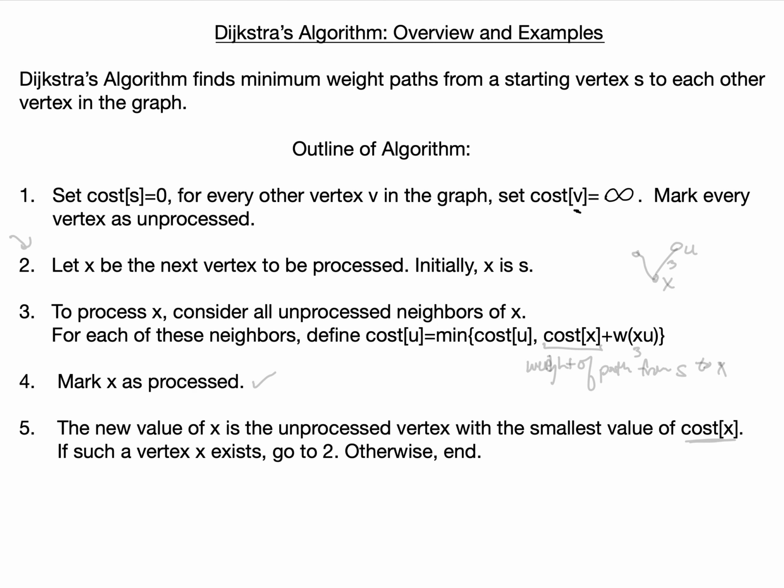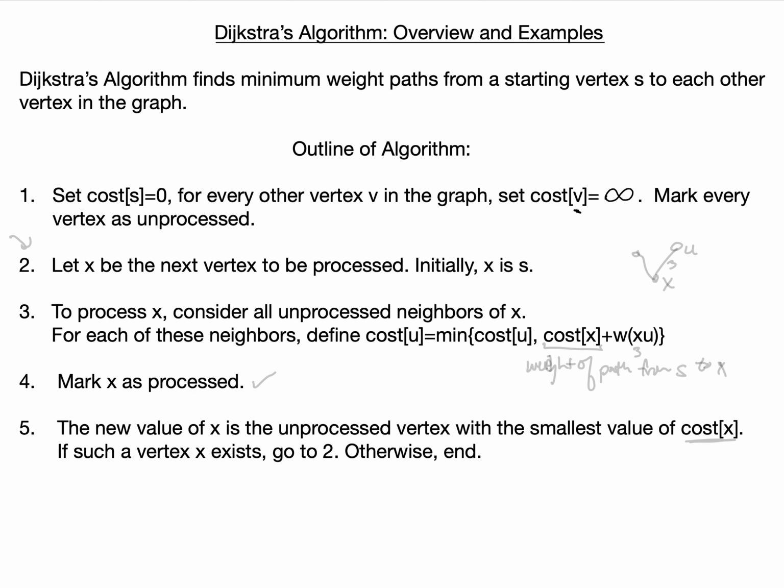So the cost from S to itself is 0. We don't have to go over any edges. And at this point in the algorithm, in the beginning, the cost for every other vertex is infinity because we have not reached the other vertices yet from S. And so since as yet they are not reached, they are unreachable. The cost to get there is infinity.